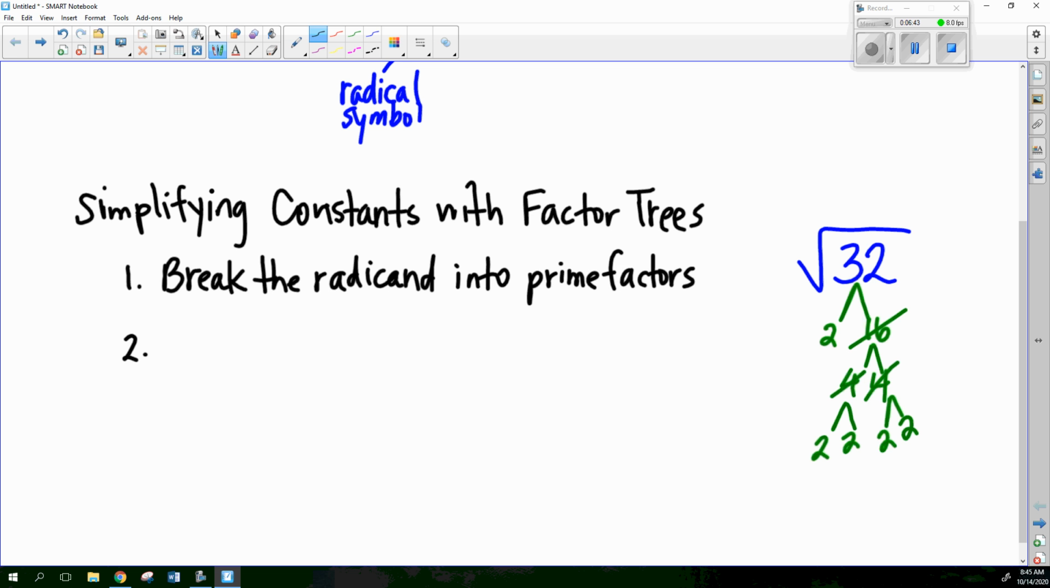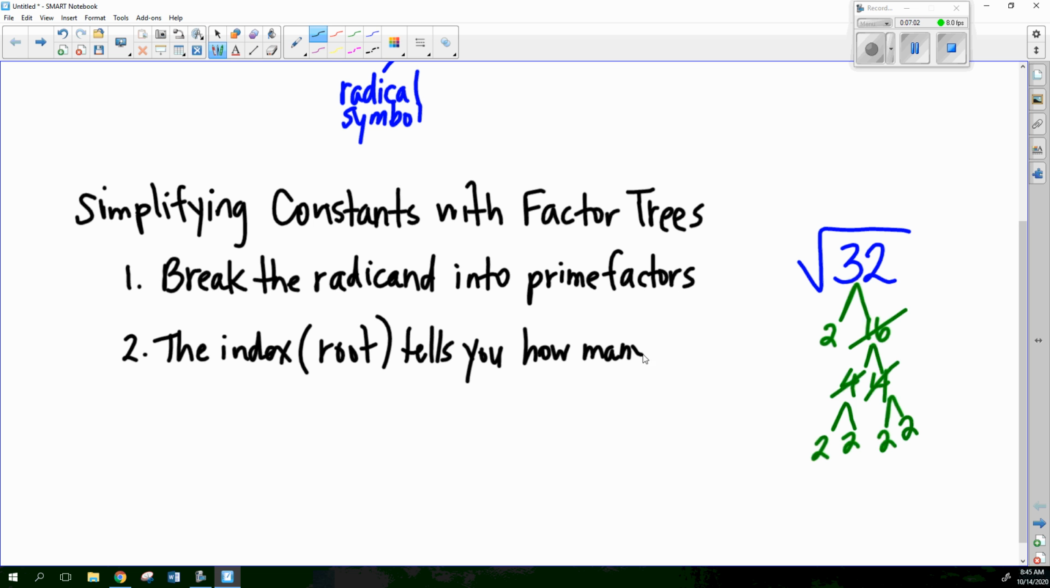Okay, now, step 2. The index, which is sometimes called the root, okay? The index or root tells you how many factors must match to simplify.